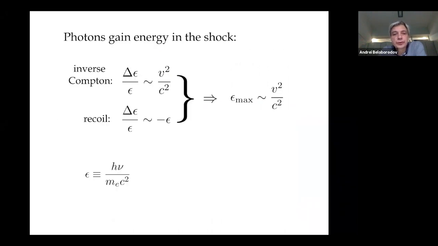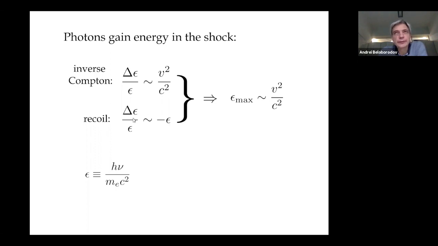There is a threshold for this phenomenon to work though, the creation of pairs. When you look at how photons gain energy as they bounce between upstream and downstream of a radiation-mediated shock, on average, in each bounce they gain energy of order v²/c². The v is the relative velocity of this converging motion, upstream and downstream. At the same time, the photons lose energy: Δε/ε, where ε is the photon energy in units of mc², the electron rest mass, is of the form negative ε, the recoil, the Compton effect, right?